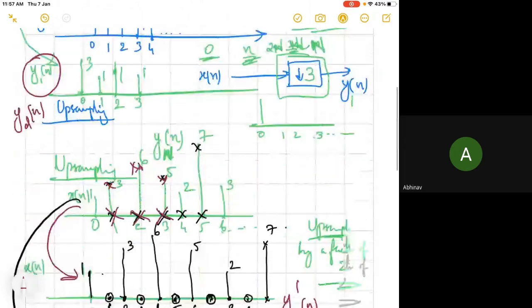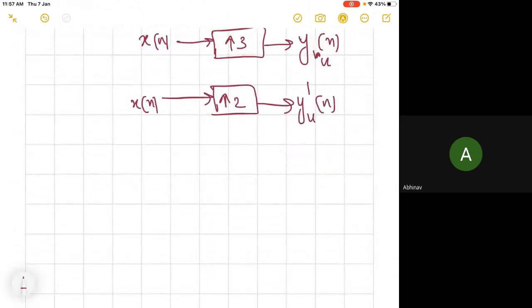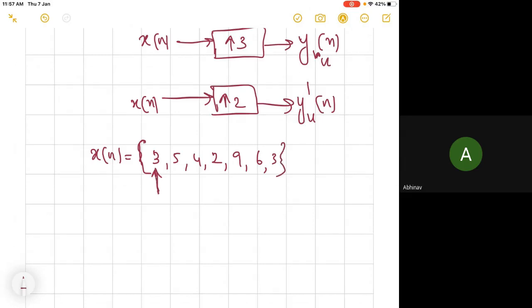Now let us see the equations behind this. For example, suppose you have a signal x[n] which has these values: 3, 5, 4, 2, 9, 6, 8, and at 0 you have this value 3. This arrow represents that this value 3 is at index 0, and at index 1 you have 5, index 2 you have 4, index 3 you have 2, etc.